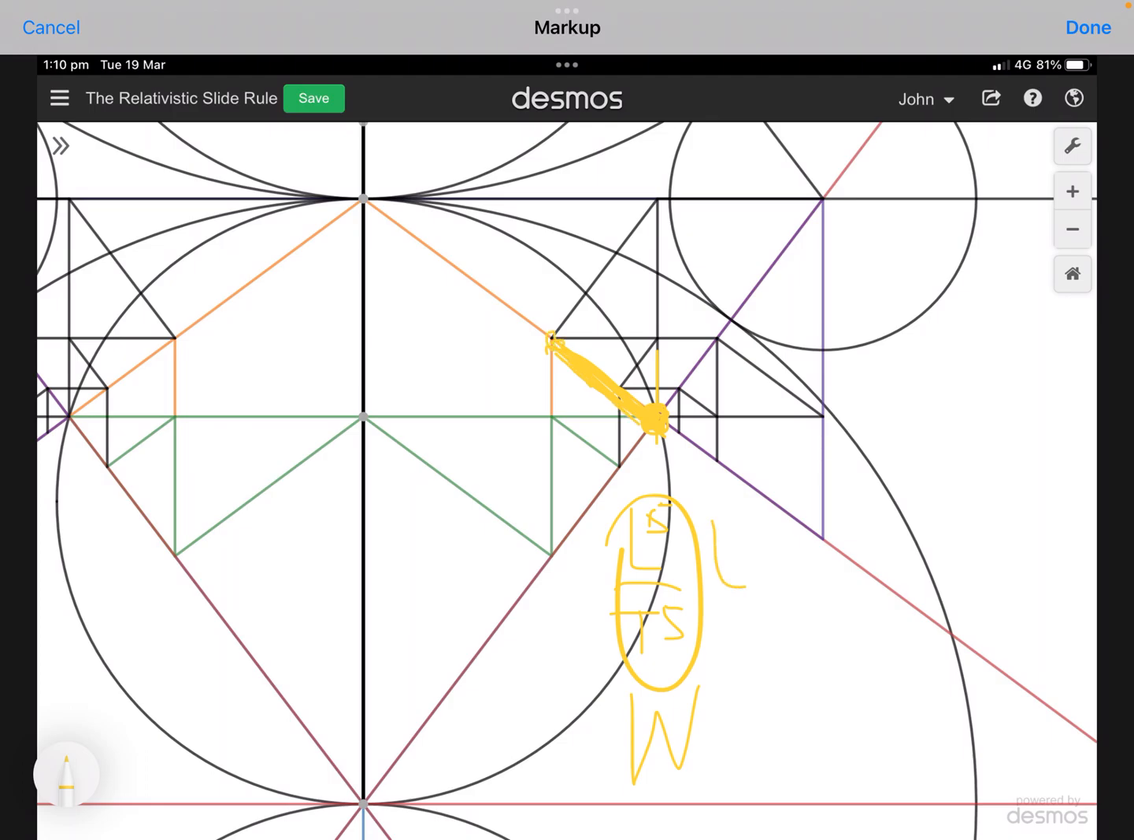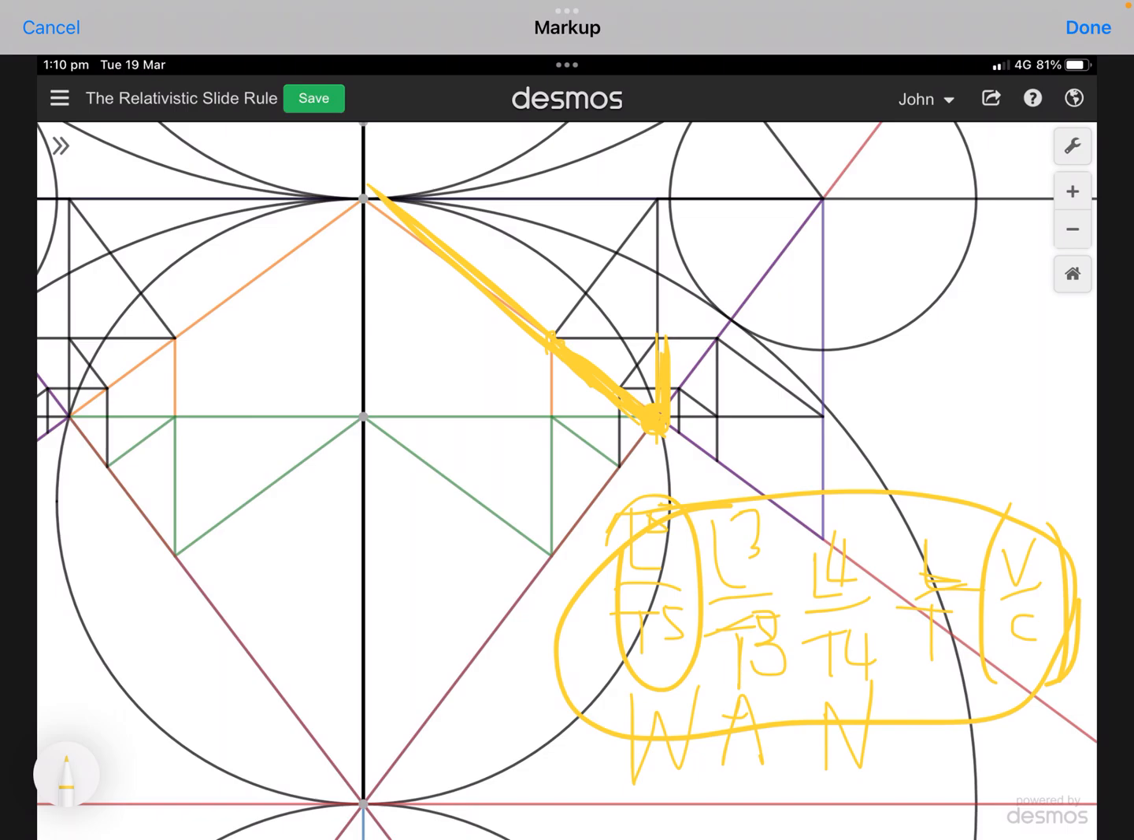That's current, L3 over T3, which is the amp. Force, L4 over T4, which is the Newton. The total length there is just L over T, which is V over C.